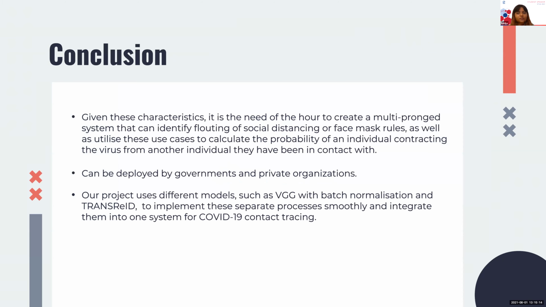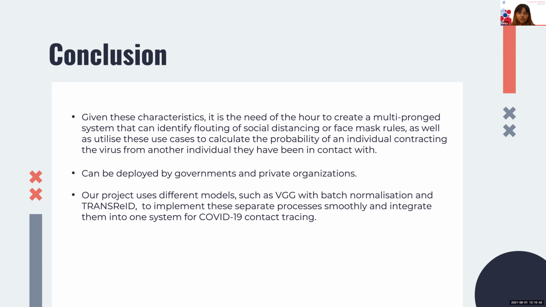So now to move on to the conclusion of our project and our implications. As we have seen, it is the need of the hour to have a robust contact tracing system that takes into account both social distancing as well as whether a person is wearing a mask or not. So we calculate the probability of an individual contracting the virus based on these two factors. Of course, we came up with this empirical formula, but it can be tweaked depending on the region and on what is important in that particular region.